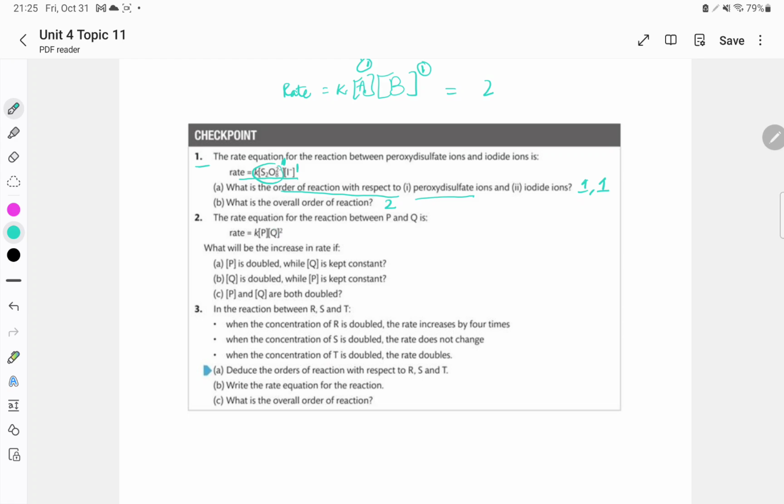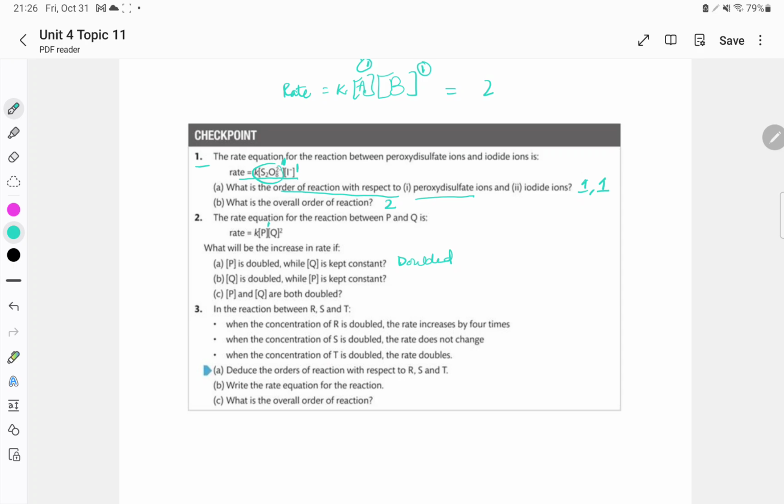And then they say the rate equation for the reaction between P and Q is this. What will be the increase in rate if P is doubled? Because P is a first order, what will happen if I double P while Q is kept constant? So what will be the rate? Because it's a first order, and I told you the first order is directly proportional. So if they double the value of P, the rate will also double. So you can say it will be double.